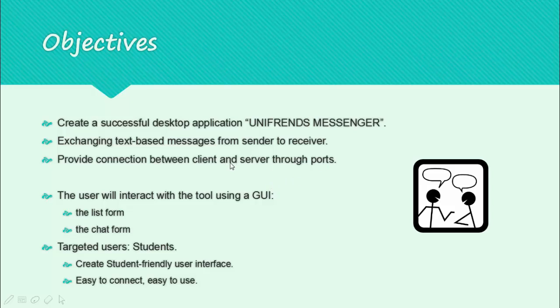The GUI operates in two forms, the list form and the chat form. The list form contains the names of all systems connected to a network. The chat form makes the accurate communication in the form of text. We make this application for students, so the application will provide a student-friendly user interface for the customer, and we hope our application can be used easily.